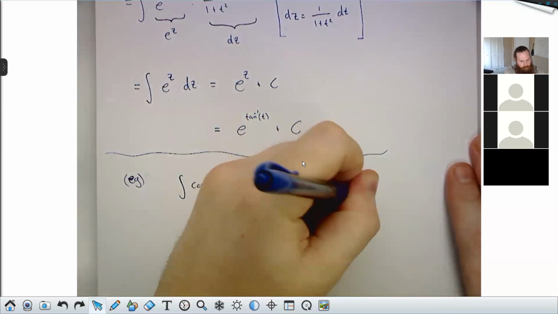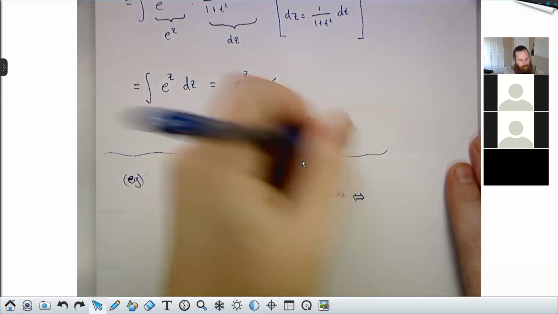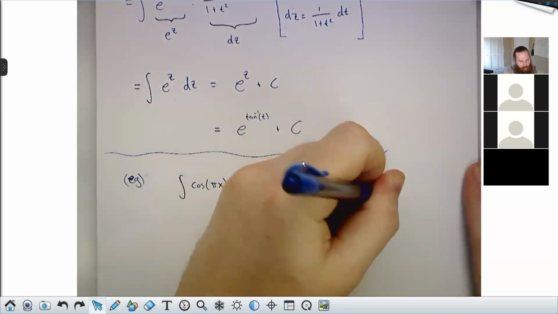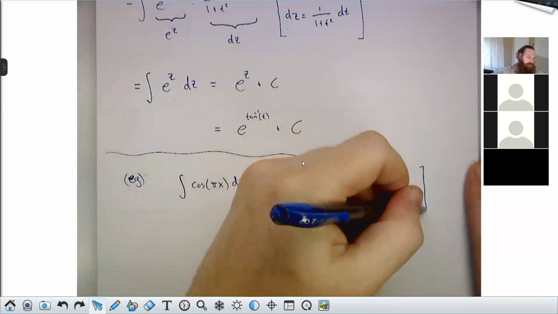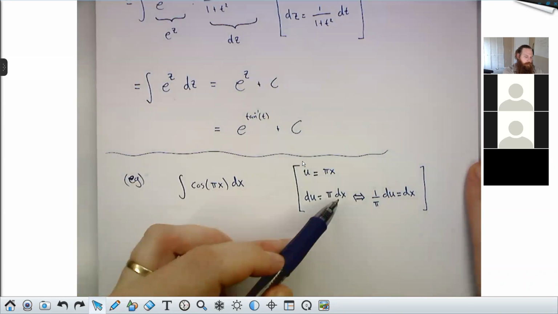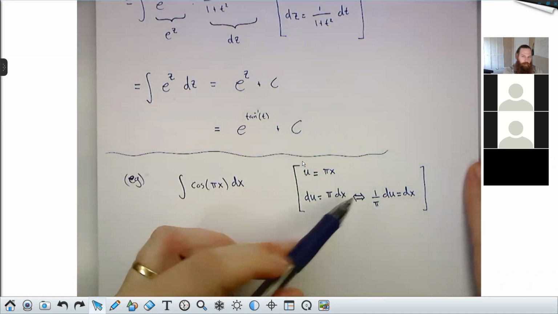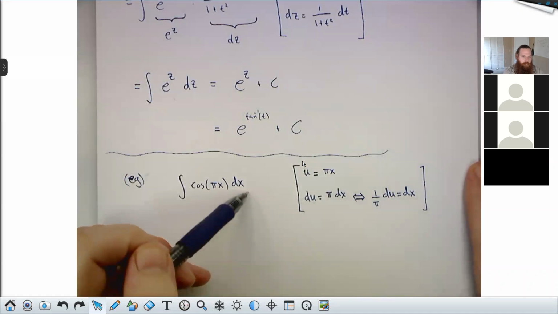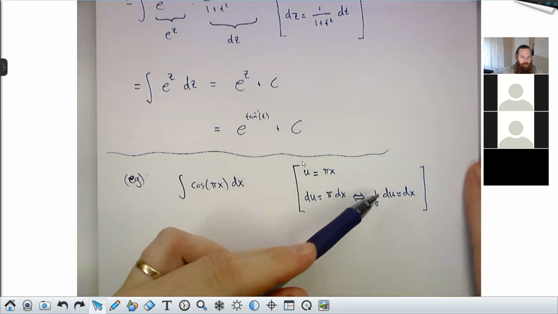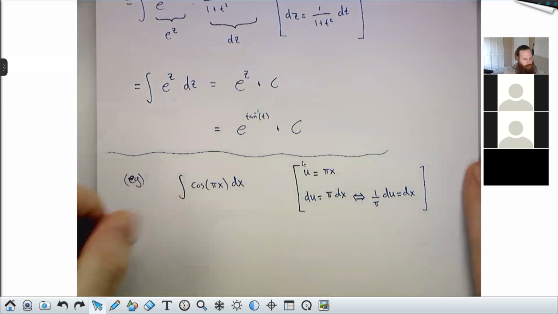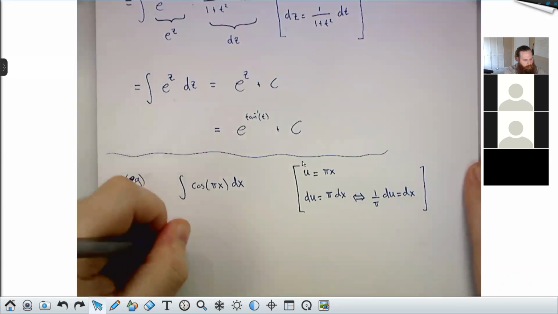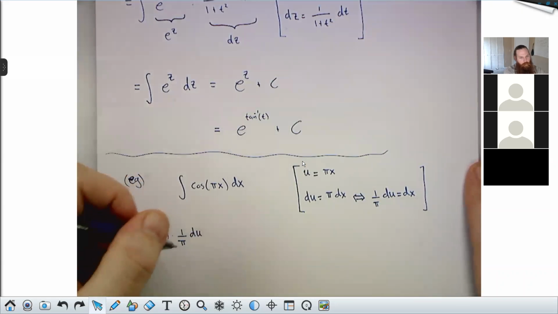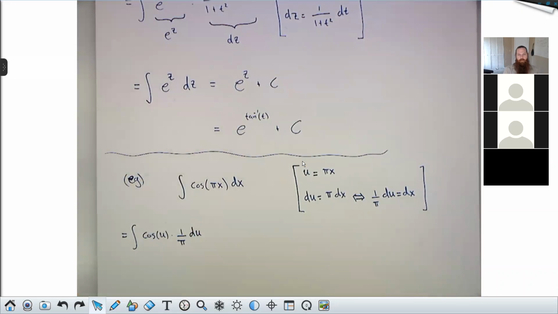Well, this is the same as saying that 1 over pi times du is equal to dx. So I can solve the differential relationship here for dx and then just plug that in. So in place of dx, I can write 1 over pi times du, and then everything will work out. So this would be cosine of u times 1 over pi du. Does everybody see that?